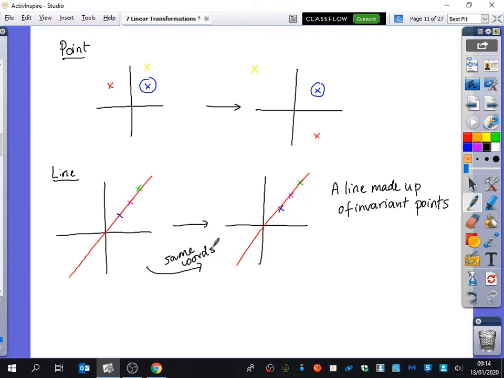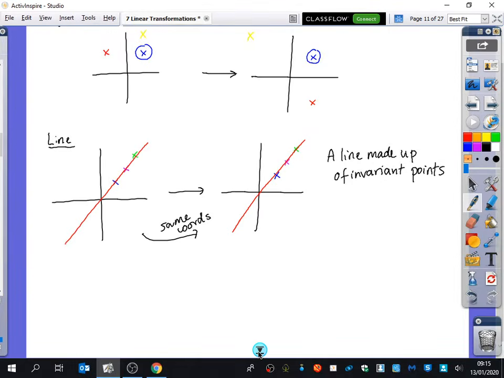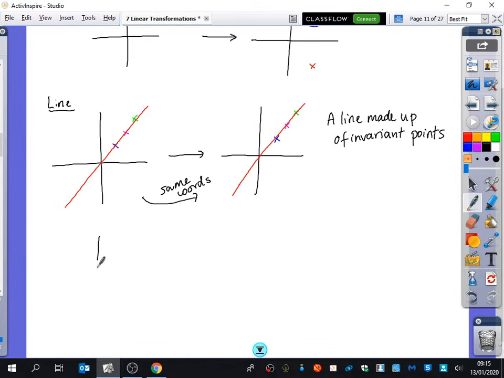When they don't land in the same place, maybe I should quickly draw what that might look like. So we've got this going to this. What did we have? We might have the blue one going down here, the purple one might actually be in the same place, and the green one might somehow get mapped to this.